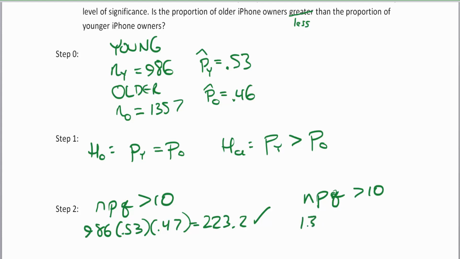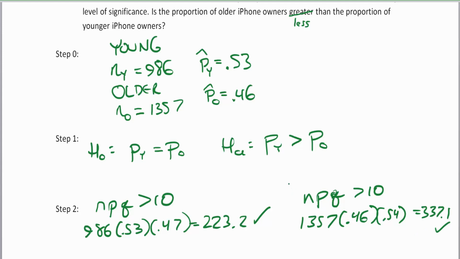And I think it is, because this sample size is a lot larger. The reason these are bigger than 10 is determined by how big the sample size is. And this rule of thumb says if it's bigger than 10, we can assume normality. So here's 0.46, and the complement of 0.46 is 0.54, and that gives us 337.1. Again, this is over 10, so we can assume normality.